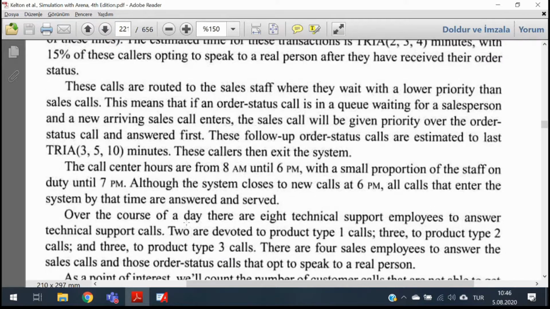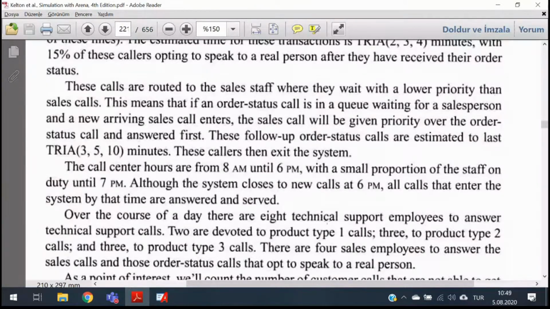The call center hours are from 8 a.m. to 6 p.m. with a small proportion of the staff on duty until 7 p.m. Although the system closes to new calls at 6 p.m., all calls that enter the system by that time are answered and served. Over the course of a day, there are 8 technical support employees to answer technical support calls. 2 are devoted to product type 1, 3 to product type 2, and 3 to product type 3 calls. There are 4 sales employees to answer the sales calls and those order status calls that opt to speak to a real person.